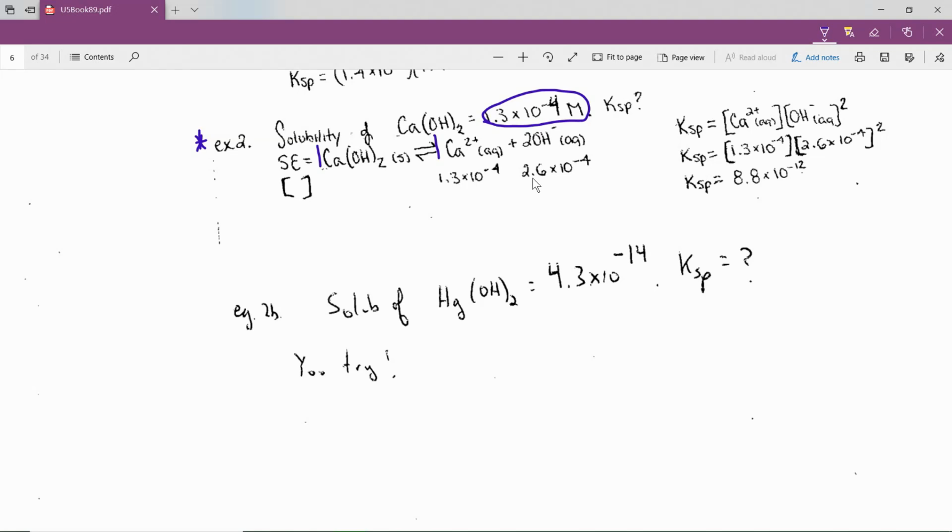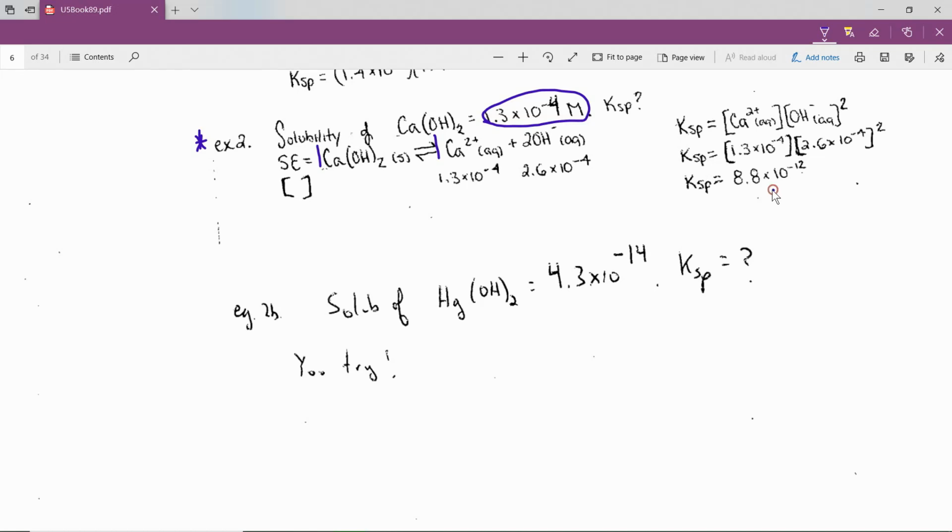Suppose that is the information. Then to get KSP, you just plug into your KSP expression. So KSP is calcium 2 plus times OH minus squared. So it's 1.3 by 10 to the minus 4 times 2.6 by 10 to the minus 4 squared, and you get a KSP of 8.8 by 10 to the minus 12.